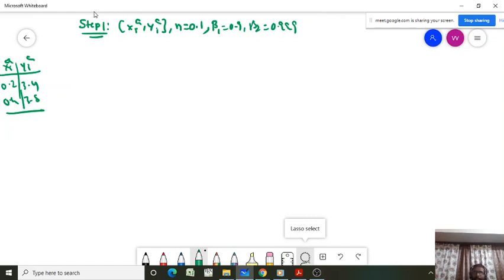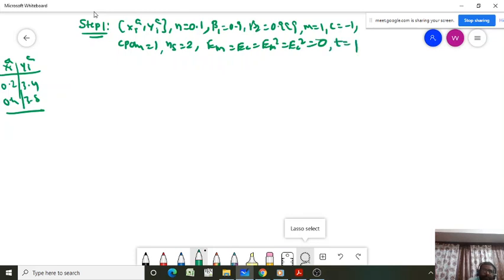If you have a comment on the algorithm, you can tune your parameters. And what else? m equal to 1, c equal to -1, epochs equal to 1, and number of samples equal to 2, and Em equal to Ec equal to Em2 equal to Ec2 equal to 0, okay, and t equal to 1. Step 2, iter equal to 1, step 3, sample equal to 1.